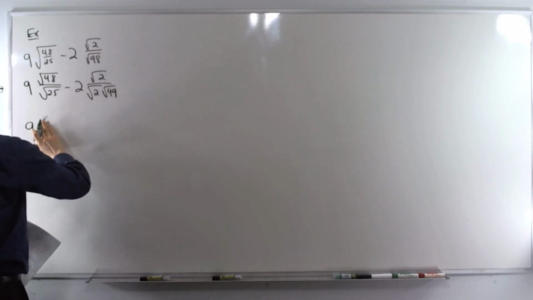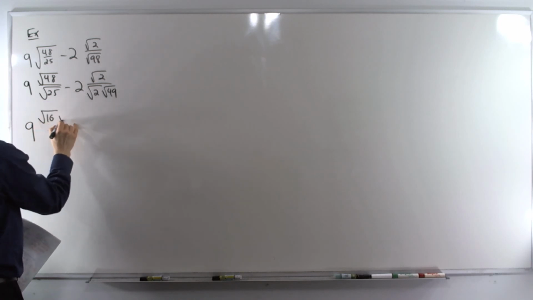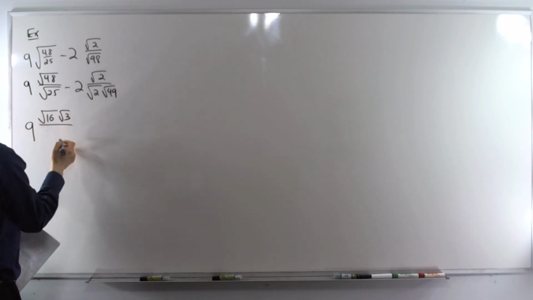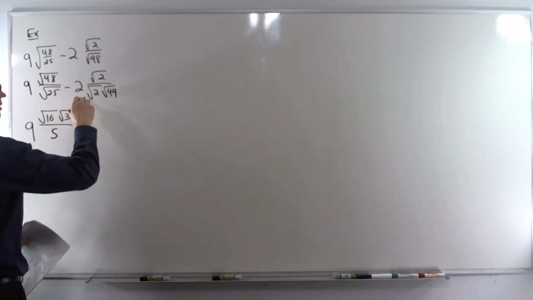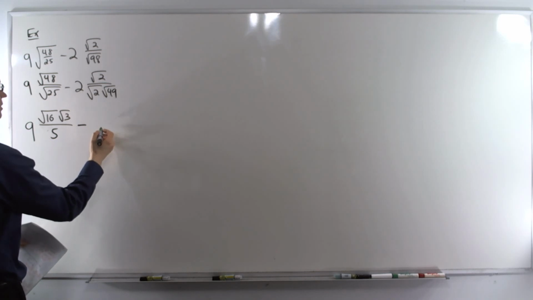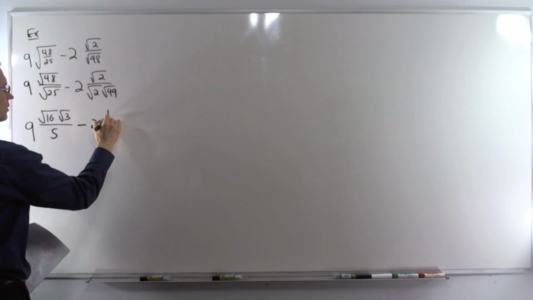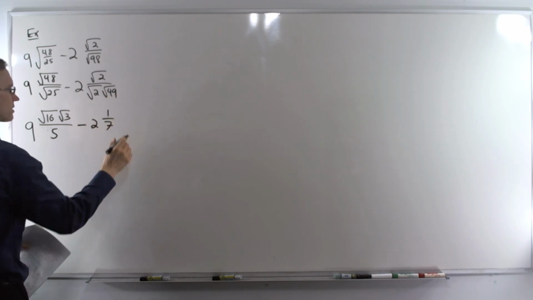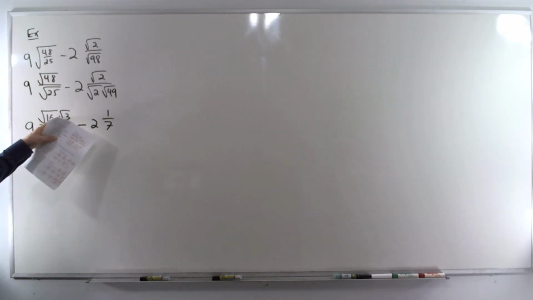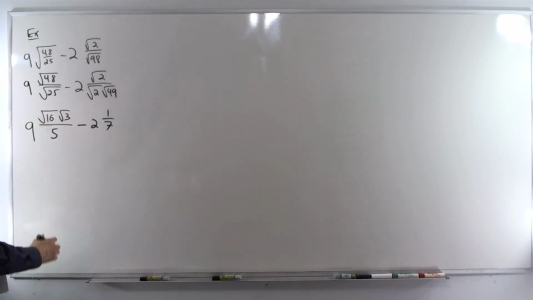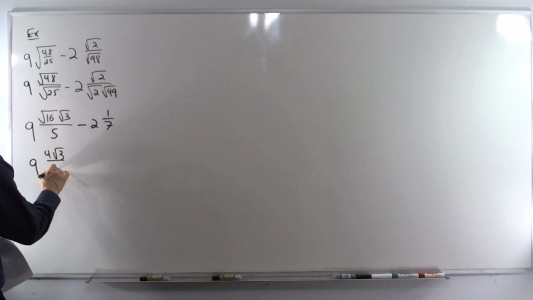Now, the square root of 48 can be simplified. We're going to break that up into the square root of 16 times the square root of 3, all over the square root of 25, which is 5. Over here, the square roots of 2 cancel, leaving us with just the square root of 49, which is 7, so 2 times 1/7 over there. All right, now that's going to have a 4 here. So that's 4 square roots of 3 over 5.